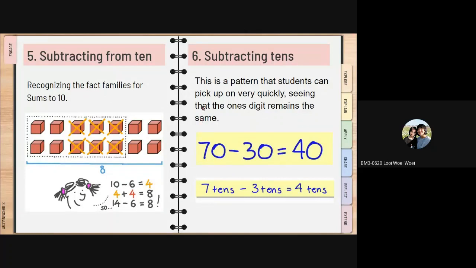Okay, thanks. For subtracting tens, this is a pattern that students can pick up on very quickly, seeing that the ones digit remains the same. So when the number has 0 at the end, we can turn it into the word tens. So 70 equals 7 tens, so it is easier to do the subtraction because it only involves the one number. Next, Atira.